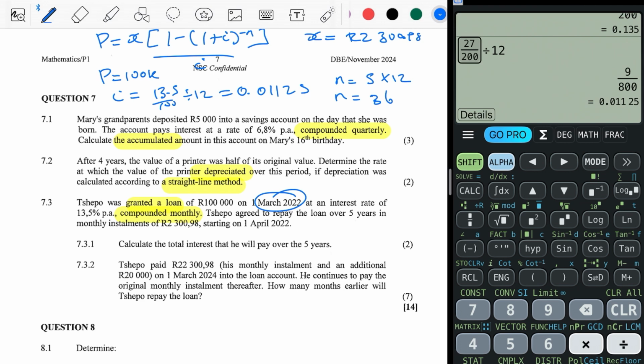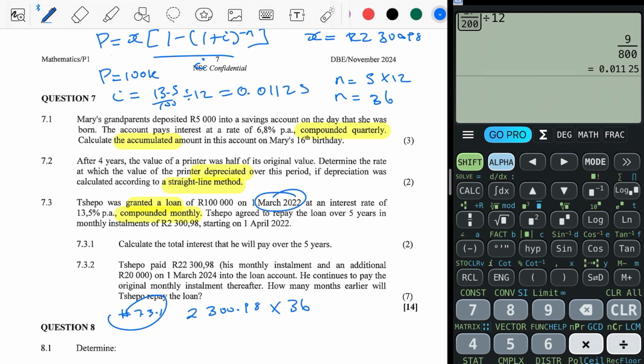Now, 7.3.1, you don't have to be complicated. Just read the question and understand. It says calculate the total interest that he will pay over 5 years. Total interest. Now, think about it. Let me write that down. He pays 2,300 every month. Let's times it by the number of months. Every month he pays this amount of money, so how much has he paid? 2,300.